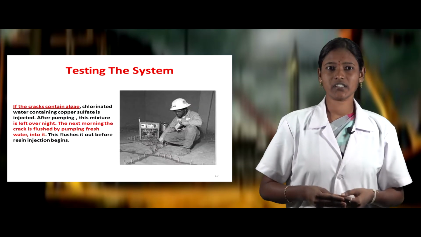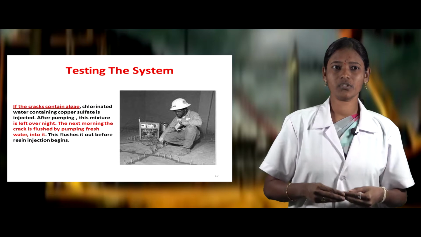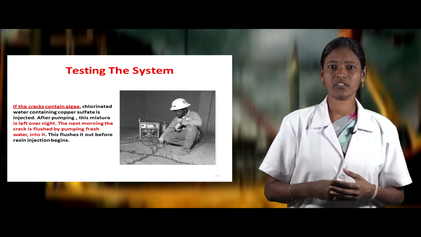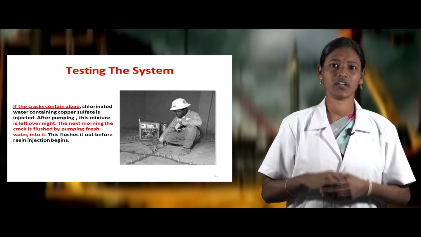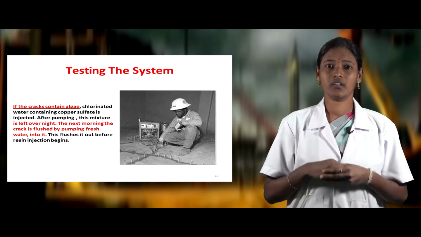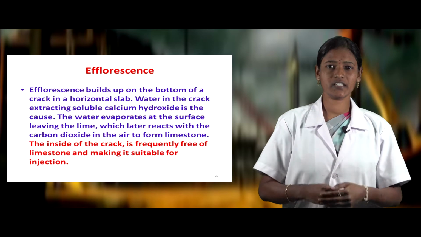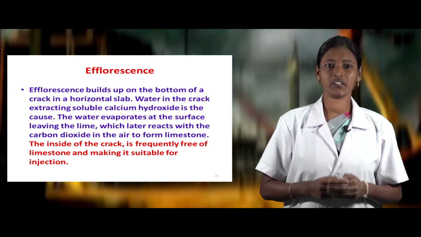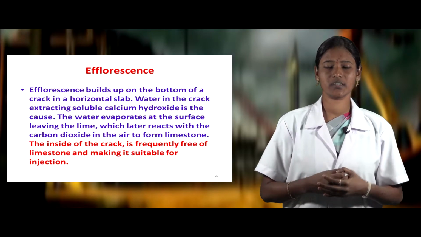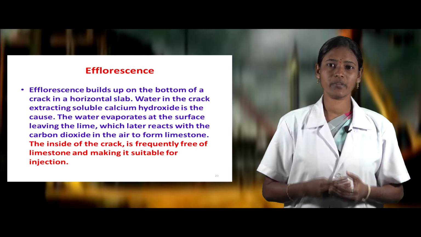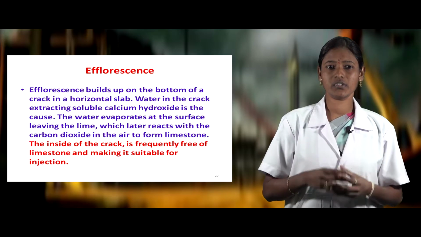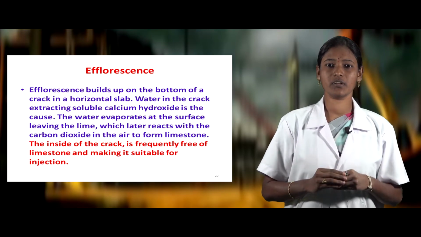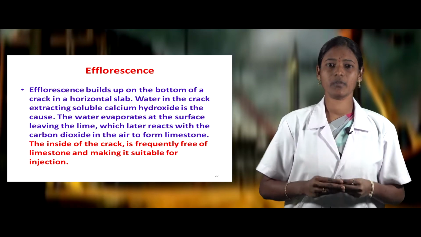If the cracks contain algae, they should be treated by injecting chlorinated water containing copper sulfate inside the cracks. After pumping this mixture, it is left overnight. The next morning the crack is flushed by pumping fresh water into it. This removes the algae inside the cracks. Next is efflorescence. Efflorescence builds up on the bottom of the crack in a horizontal slab. Water in the crack extracting the soluble calcium hydroxide is the major cause of efflorescence. The water evaporates at the surface of the crack, leaving the lime, which later reacts with the carbon dioxide in the air to form limestone. The inside of the crack is frequently cleaned by this process and is suitable for the injection process.